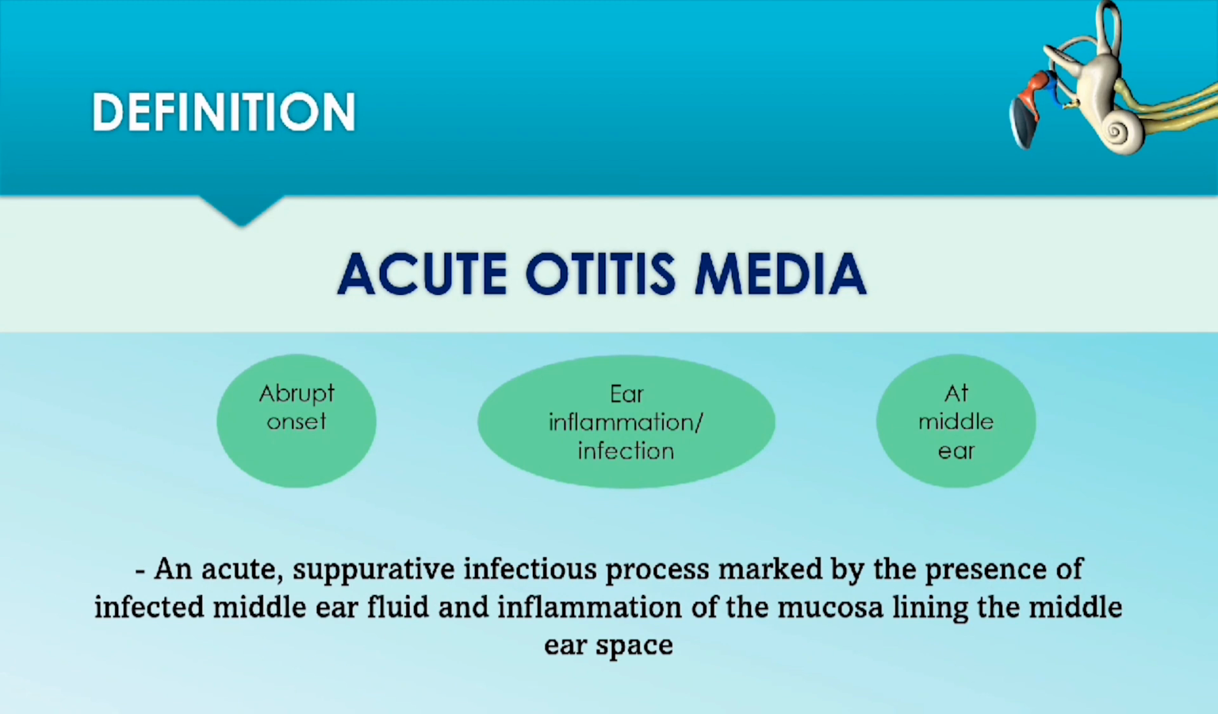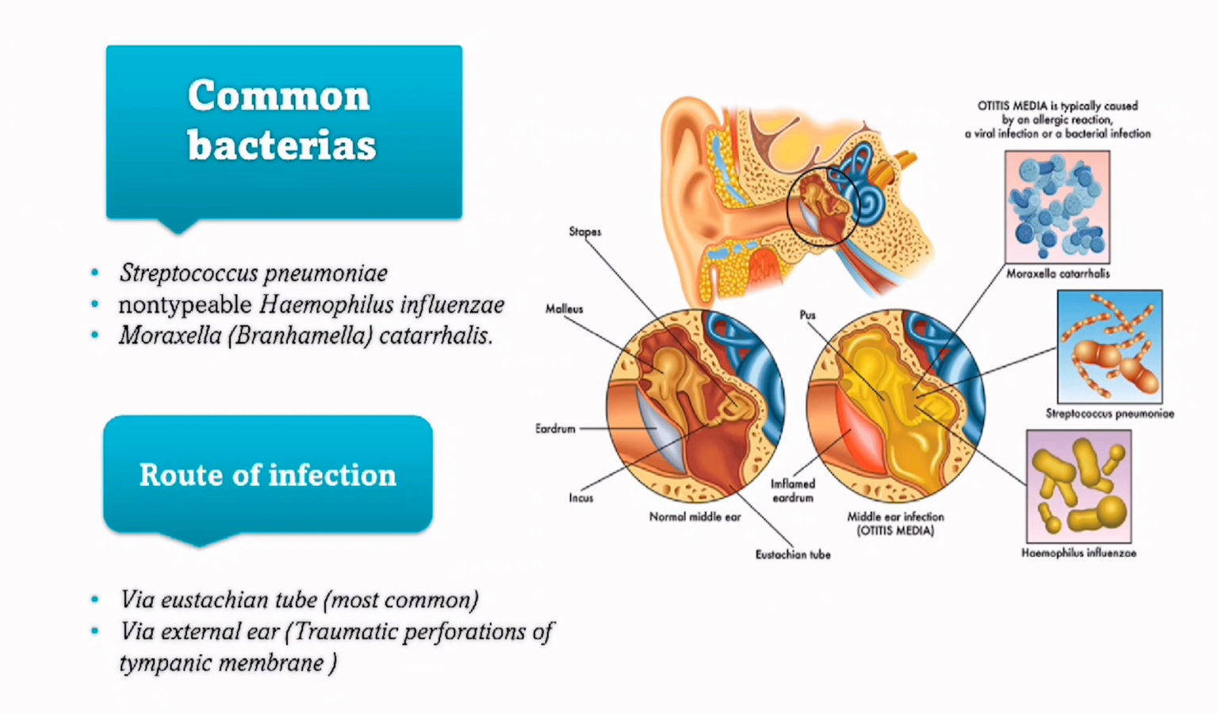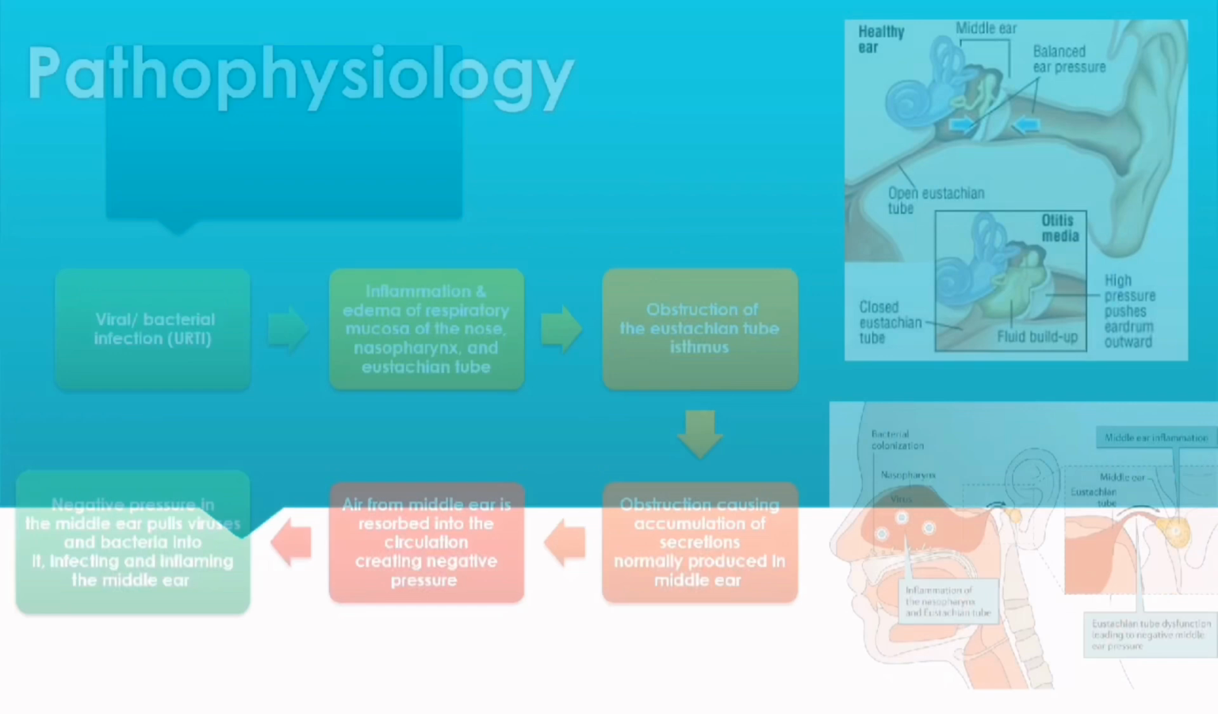An acute suppurative infectious process marked by the presence of infected middle ear fluid and inflammation of the mucosa lining the middle ear space. These are the common bacteria, which are Streptococcus pneumoniae, non-typable Haemophilus influenzae, and Moraxella catarrhalis. And the route of infection is via the eustachian tube, which is the most common, and via external ear.